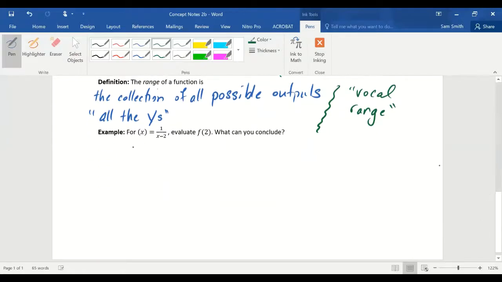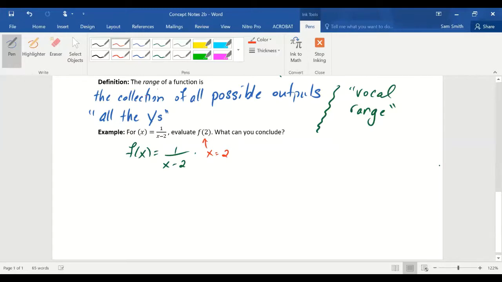Someone gives me the function, this should be f of x equals 1 over x minus 2. And they want me to evaluate f of 2. So first of all, what are they implying here with this function notation? F of 2, does that mean that x is 2, or does that mean that y is 2? This means that they're specifying that x, the input, should be 2, based on the position of 2 in the input box for this function between the parentheses.